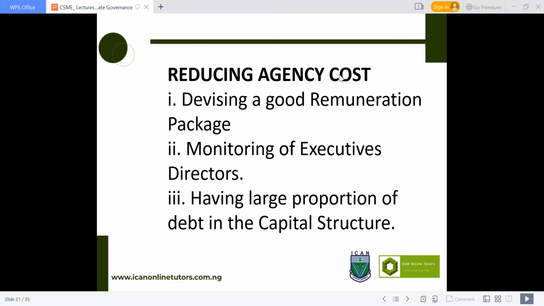So having a large proportion of debt in your capital structure is also a way that you can reduce agency costs. Monitoring of the executive, and this one is done by the non-executive director. Having a good remuneration package is also a very, very good way of reducing your agency costs.